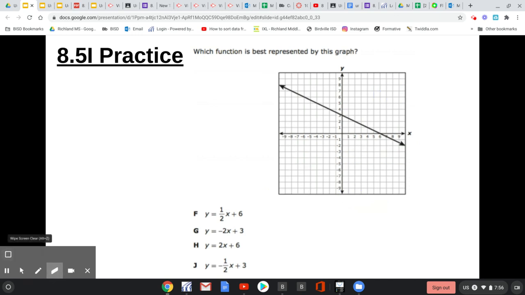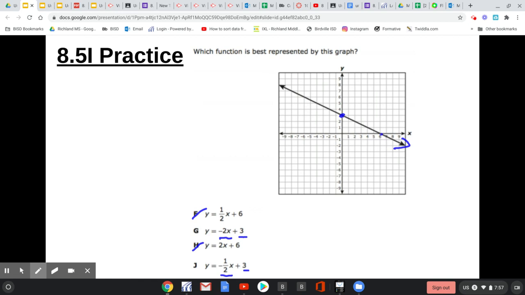So we have this graph here. And just by looking at it, we can tell a lot of things with this graph. We can see that the y-intercept is 3. So I can mark these off because they don't work. And I know it's a negative slope because it's going down. And both of these are negative slopes. So I need to figure out which one works.